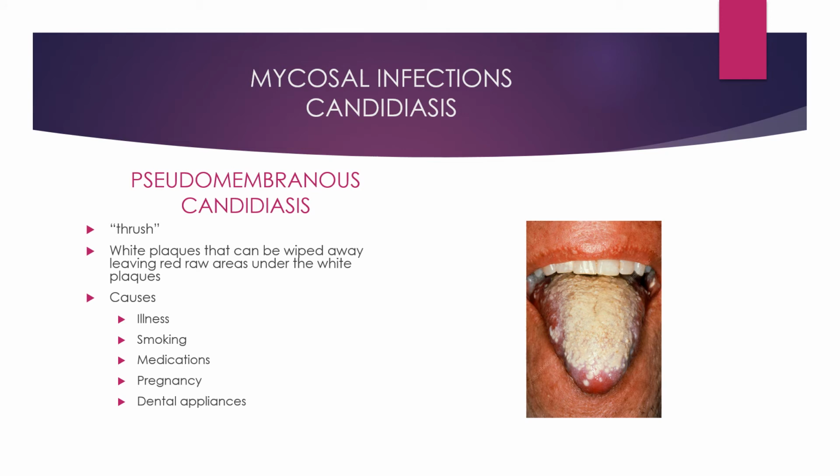So now we're going to talk about the different types of candidiasis. Pseudomembranous candidiasis appears as white plaques. These plaques can be wiped away, leaving raw red areas under the white plaques. Sometimes you will hear it called thrush. That's the old term for pseudomembranous candidiasis. The causes are illness, smoking, some medications. We've talked about antibiotics, that's one of them. Pregnancy and dental appliances will cause the patient to have pseudomembranous candidiasis.